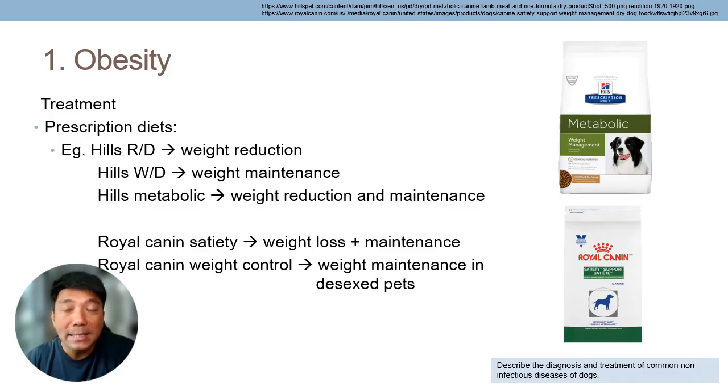The treatment of obesity revolves around diet management and increasing physical activity. Prescription diets like Hill's r/d or Royal Canin are designed to help pets lose weight safely. Additionally, replacing treats with low-calorie alternatives like vegetables or fruits, and encouraging regular exercise are important components of a weight loss plan. Proper client education on diet and lifestyle change is essential to long-term success.